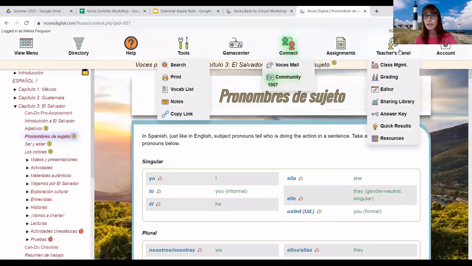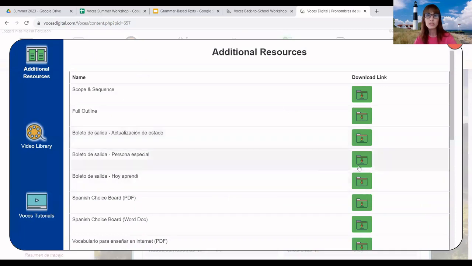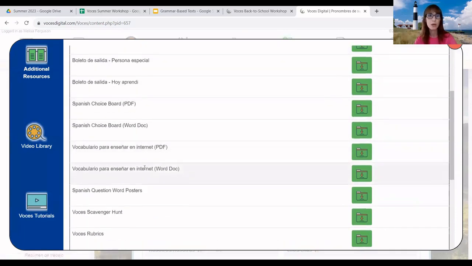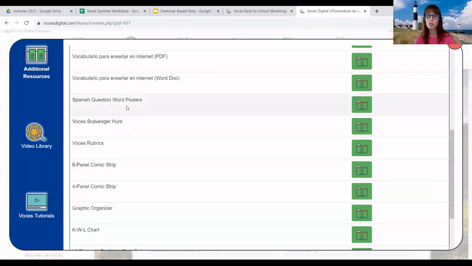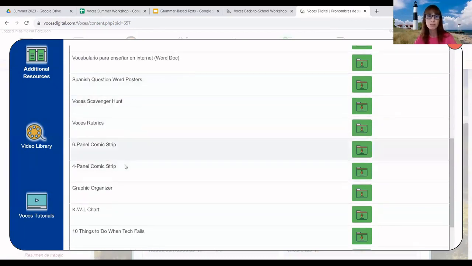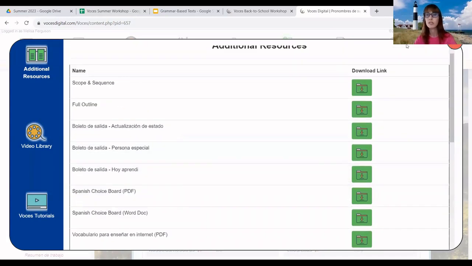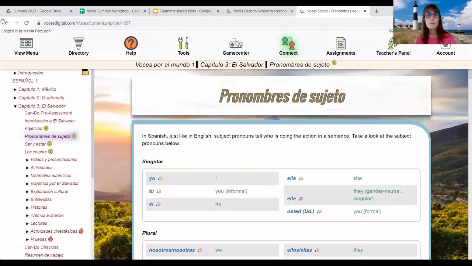Again, that was on the toolbar. You go to the teachers panel and then resources, which kind of looks like lockers to me. And you can find those. You've got all kinds of other resources that you can find in there as well. So lots and lots. There's your question word posters, comic strips if you want to have your students draw. Lots and lots of things that you can use, lots of resources there.